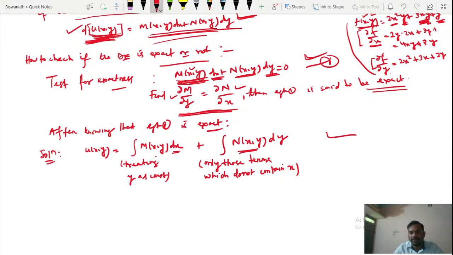If a differential equation is exact, this is the way to check whether that differential equation is exact or not. If it is exact, then this is the formula for finding its solution. So u of xy is its solution, and u of xy can be evaluated in this way: integration of m of xy dx treating y as constant plus integration of n of xy dy only those terms which do not contain x.